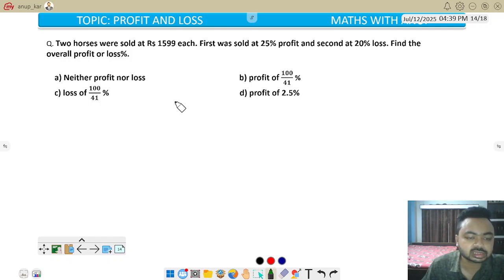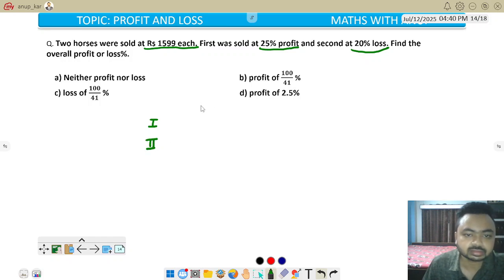Now 2 horses were sold at 15.99 each. So my selling price is same. First was sold at 25% profit, and second at 20% loss. Find the overall profit or loss percent. So here we will use the ratio method. 2 horses, so first horse and second horse.